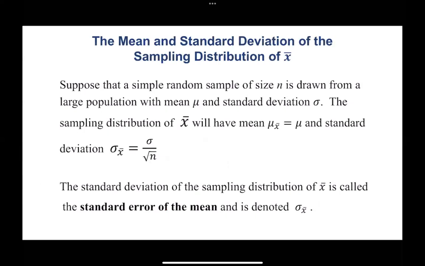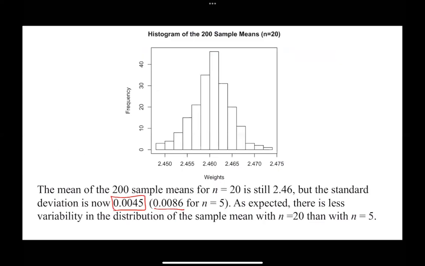All right. So we're going to look at the mean and the standard deviation of sampling distributions. Our standard deviation of these sampling distributions depends on the size of our sample. As we saw back here, my standard deviation gets smaller with larger sample sizes. So the sample size matters when you're calculating the standard deviation.